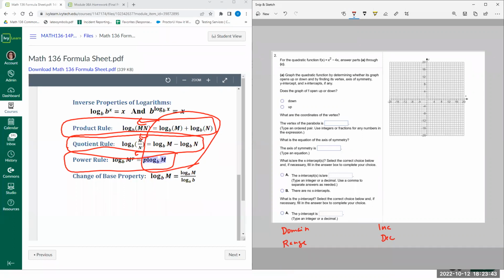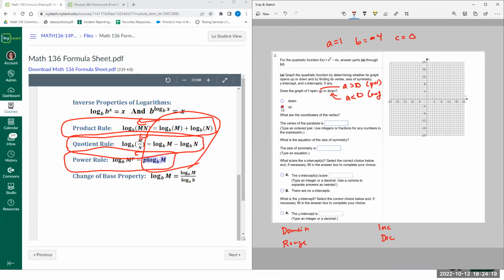So we have the function x squared minus 4x. The first question I asked is, is it opening up or down? That's just based on A. Up would be a positive A, down would be negative A. In this case, A is 1, B is -4, and C is 0. So positive A, it's opening upward.